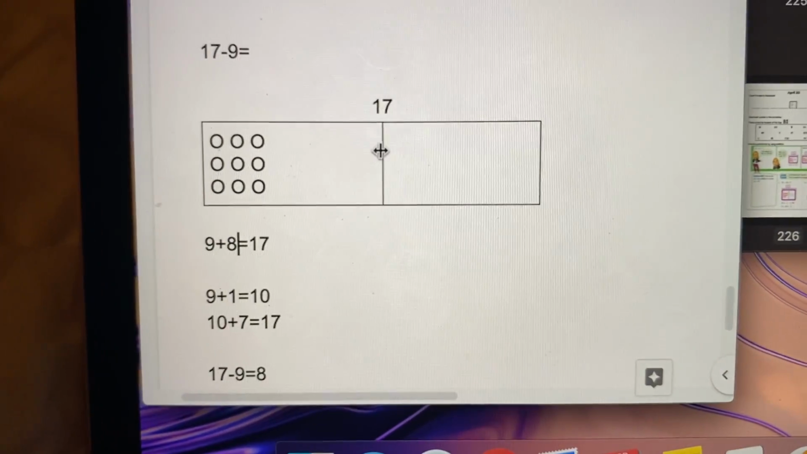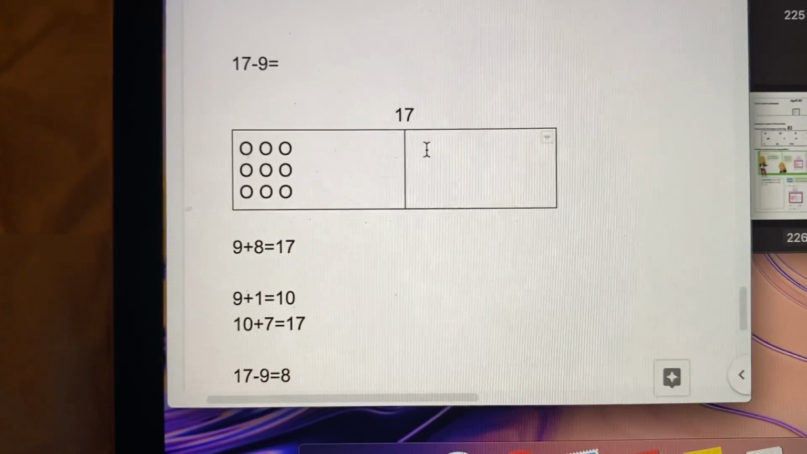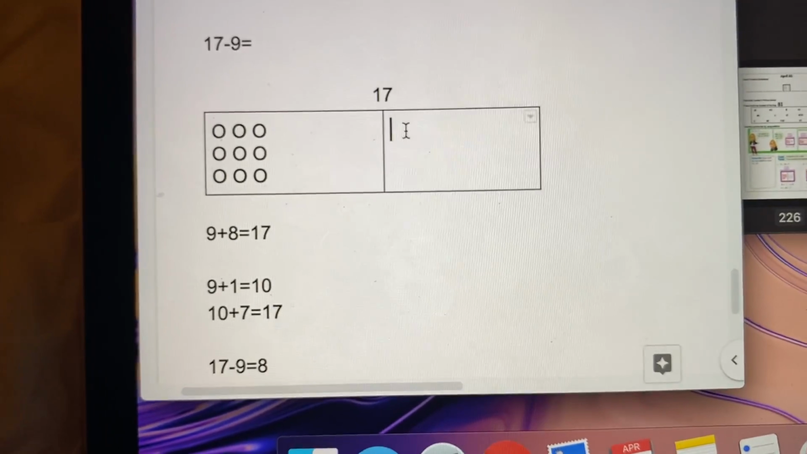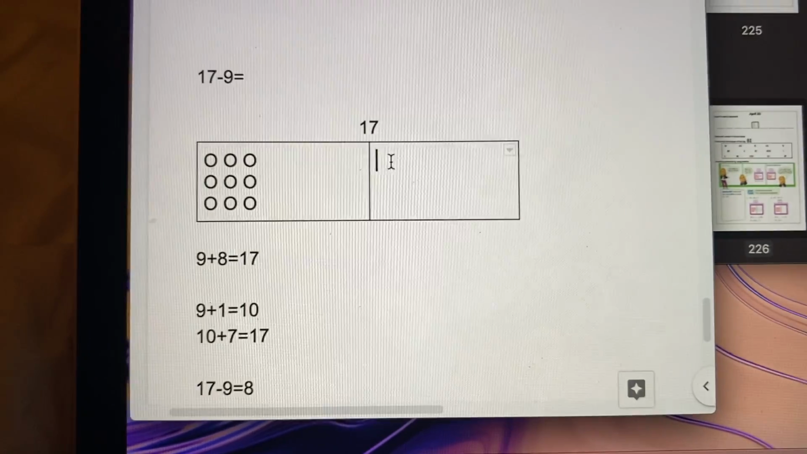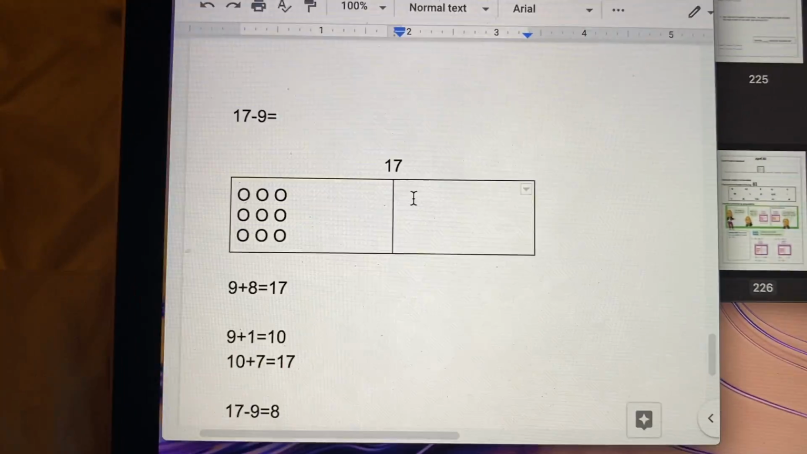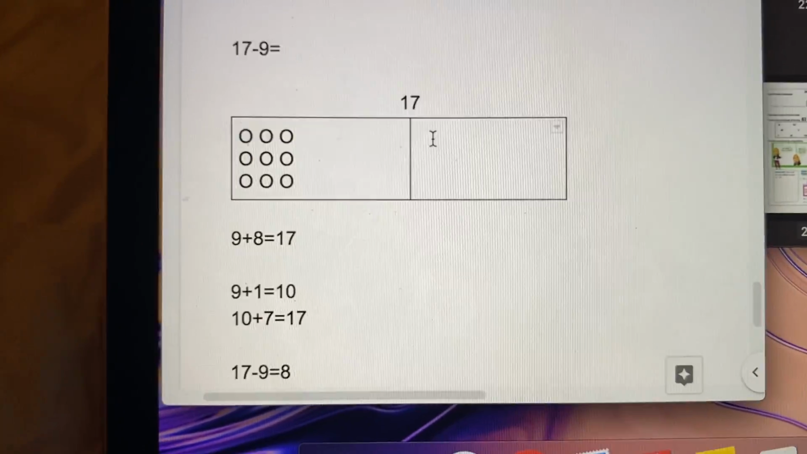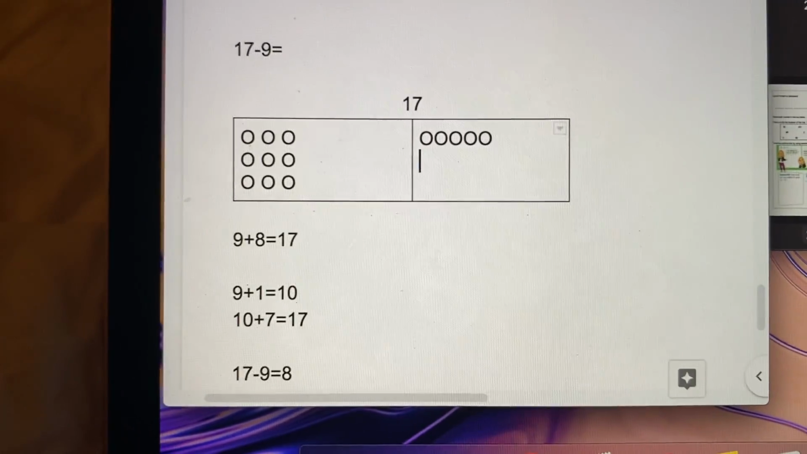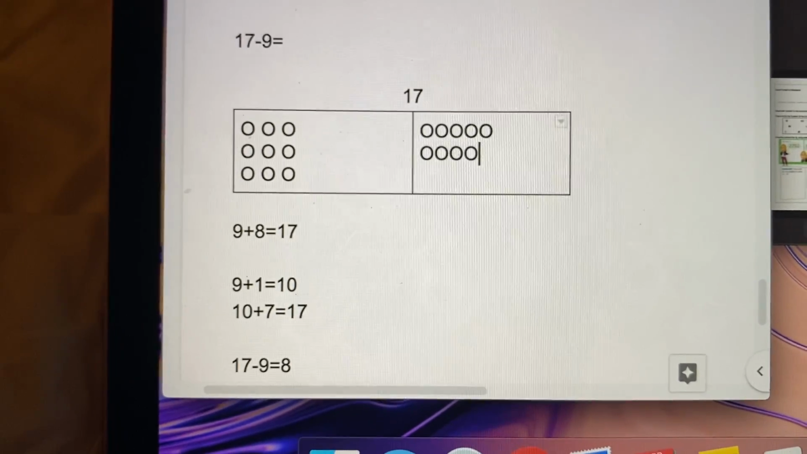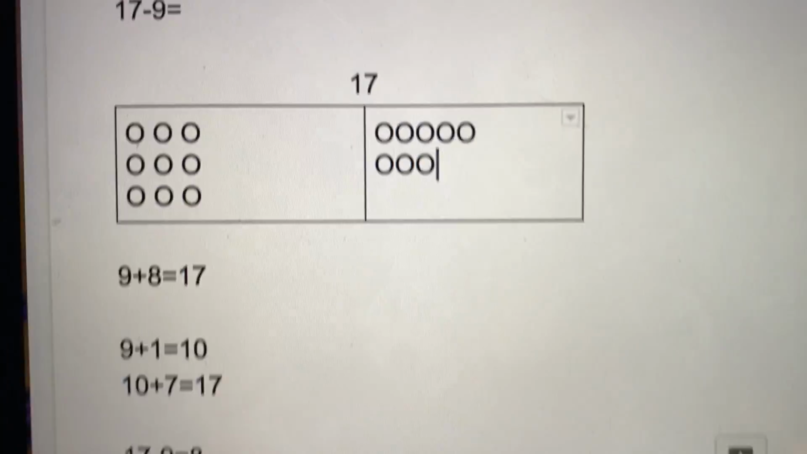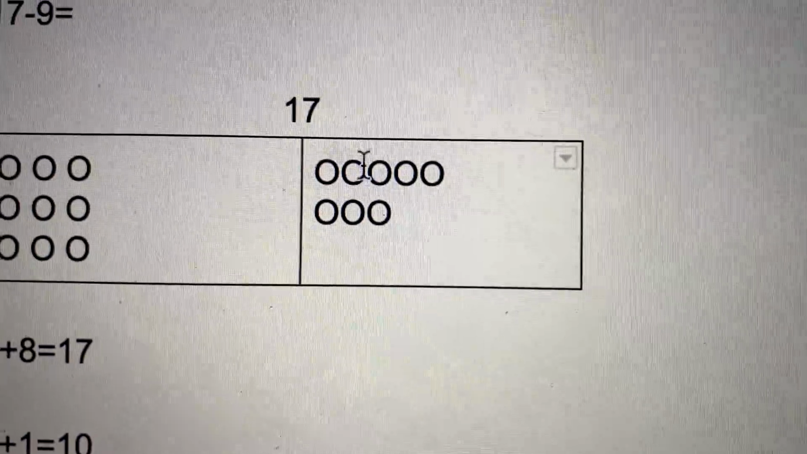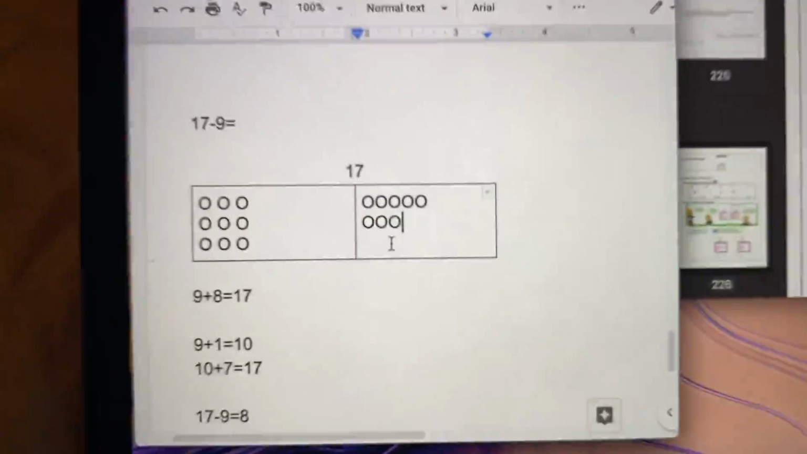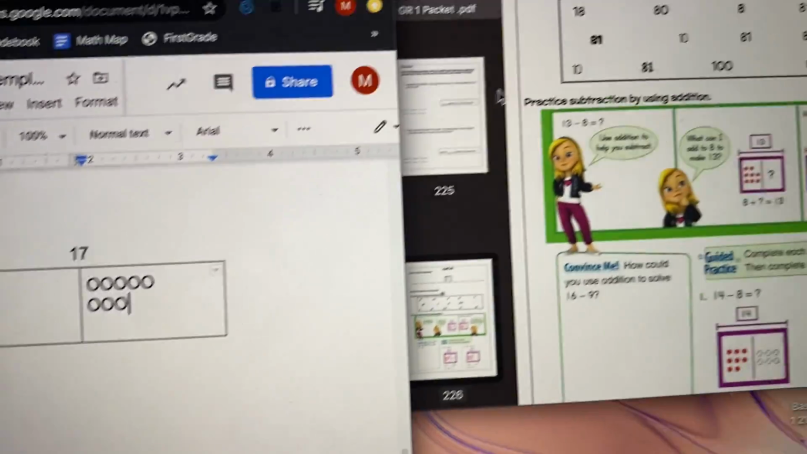I can check this answer by counting on. So I have 9, okay? I'm going to count on from 9 until I get to 17, and then I'll count the amount of circles that I have in that box. And if it matches and it's 8, that means I did it correctly. So 9, 10, 11, 12, 13, 14, 15, 16, 17. 17. Now, do I have 8? Let's see. I know I did it in groups of 5 like a 10 frame, so I have 5, 6, 7, 8. Awesome. That means I did it correctly.